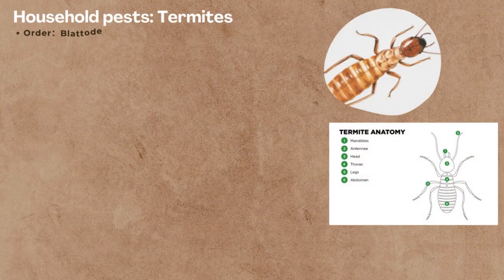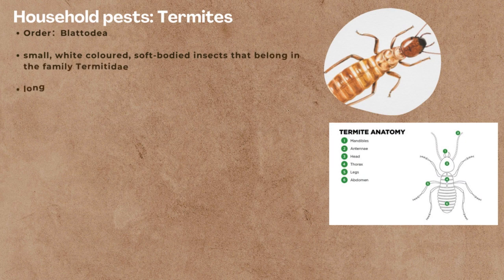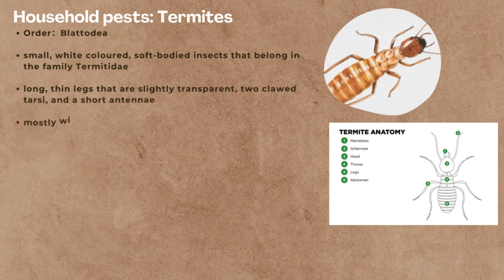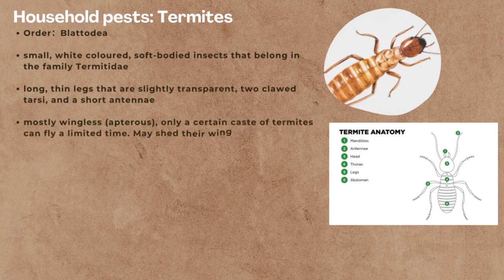Another household pest is termites. The order of the termites is Blattodea. Termites are small, white, soft-bodied insects that belong to the family Termitidae. Termites have long, thin legs that are slightly transparent. They also have 2 claw tarsi and a short antenna.